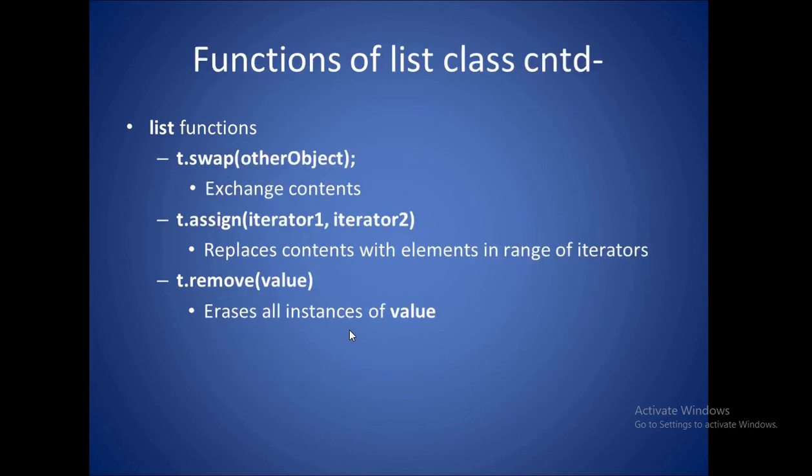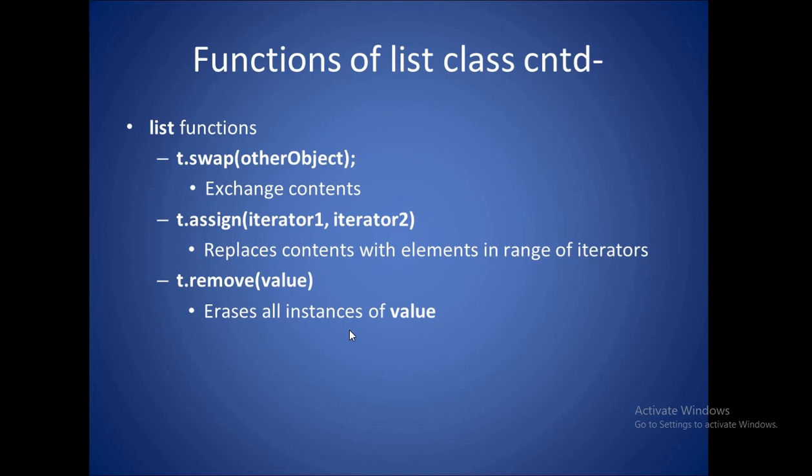Next list functions are t dot swap with the other object. So it exchanges the contents of these two lists. The first list is t and the other list is passed in this place of other object. T dot assign iterator 1 comma iterator 2 replaces contents with elements in the range of iterators. So we are replacing the contents in the range iterator 1 and iterator 2. These are the two iterator values.